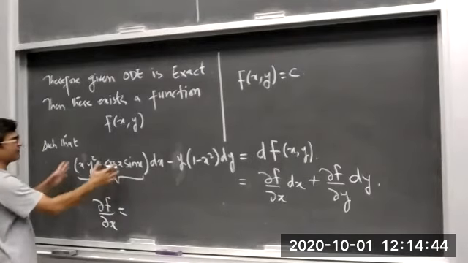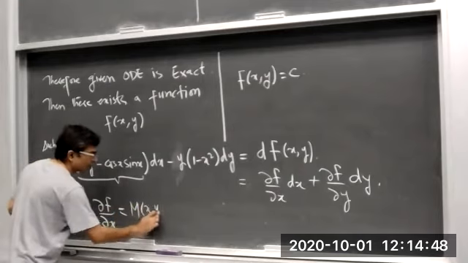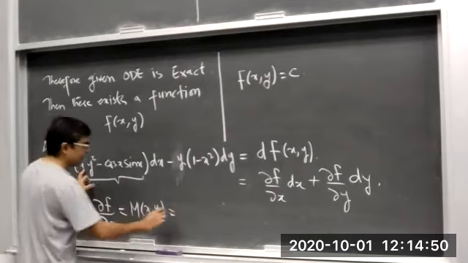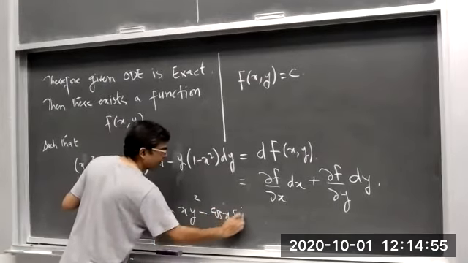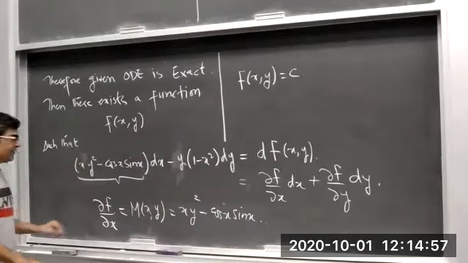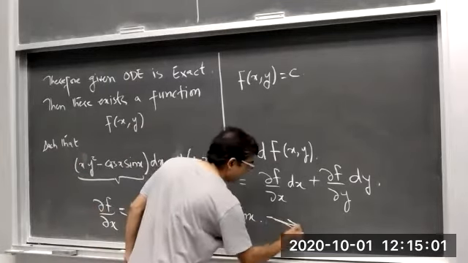And what is this thing? This is your M of xy. It means this is your M of xy. And what is it? It is xy square minus the sine of x into sine of x. This is your partial f over partial x. आपको इस इक्वेशन को आप A कह दें.